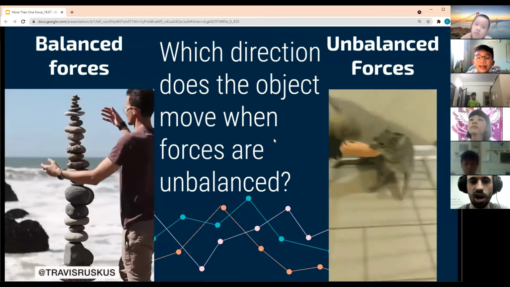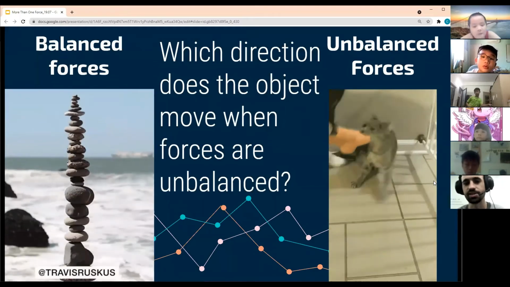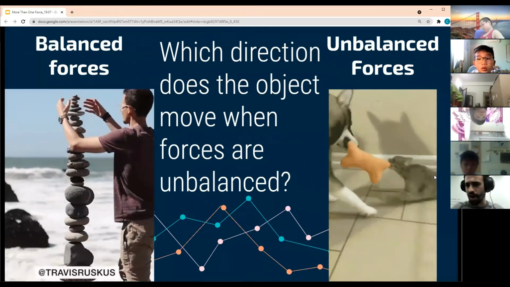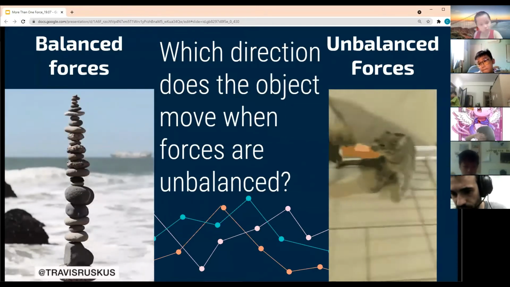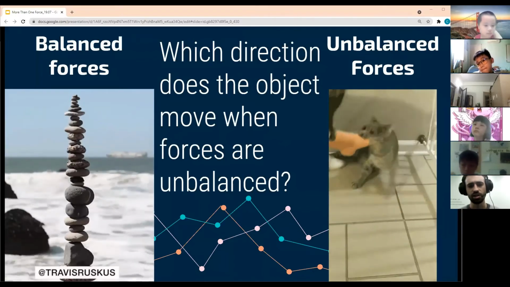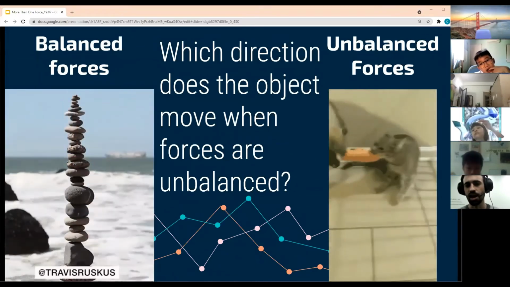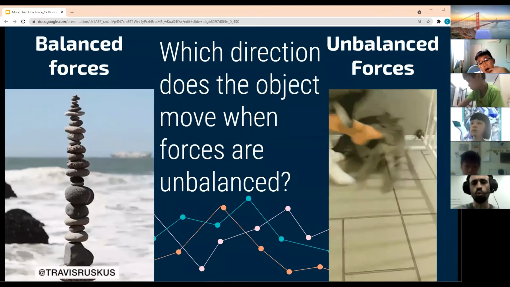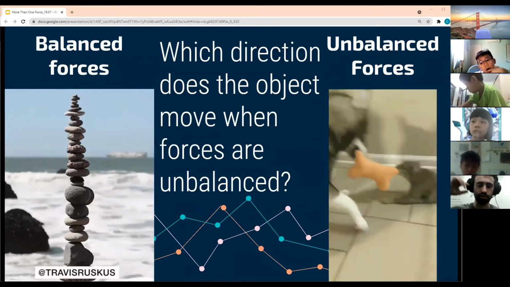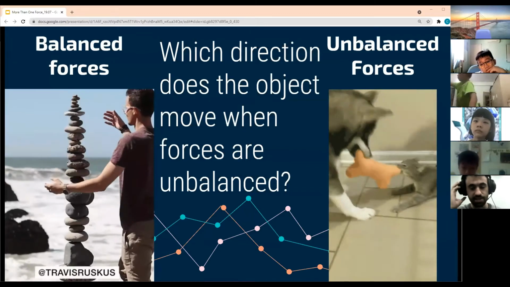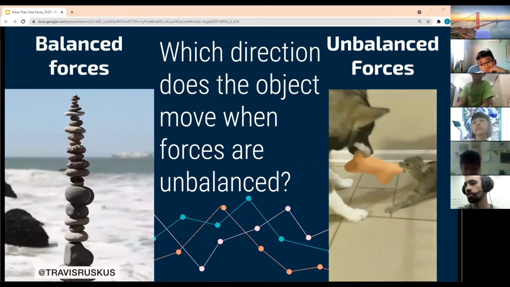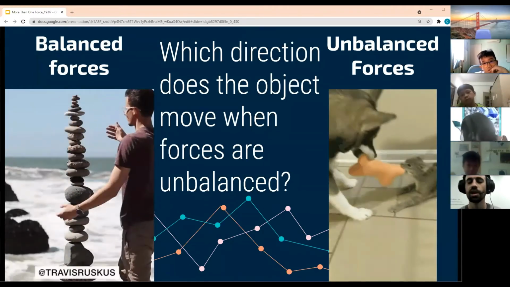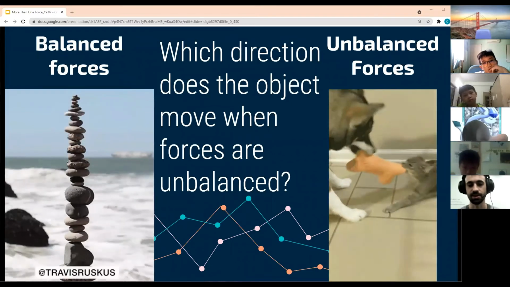And then which direction does the object move when the forces are unbalanced? So when forces are unbalanced, the object moves. But in which direction? Let's have Scart. Scart, which direction does that object move? An object moves when forces are not equal. It means one is bigger than the other. Which direction does the object move? Towards the smaller force or the bigger force? Bigger force. The bigger force, exactly.